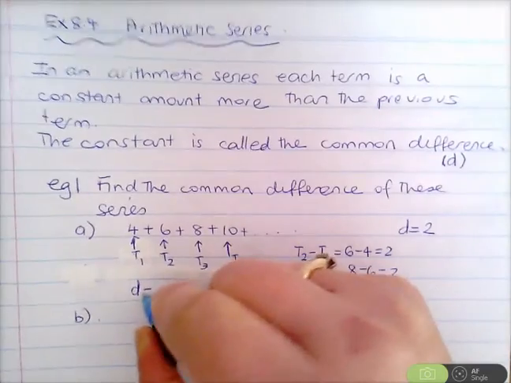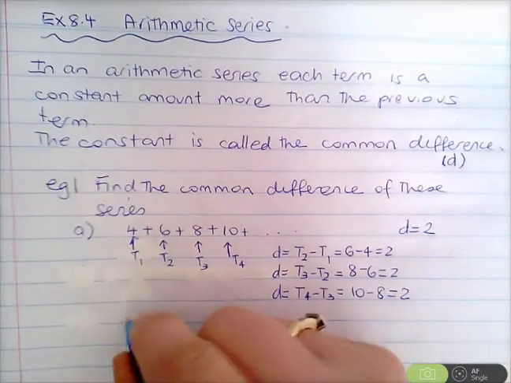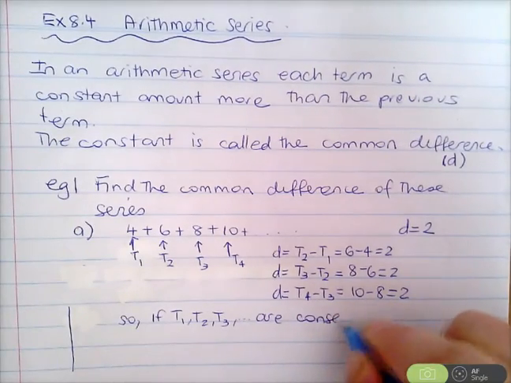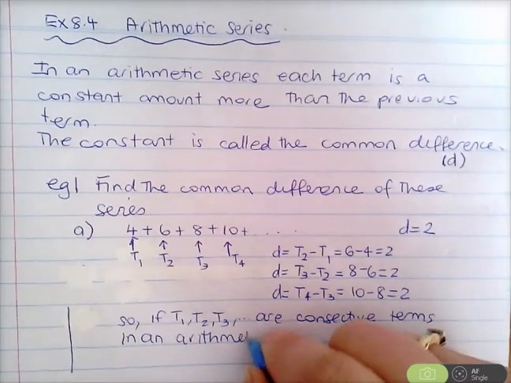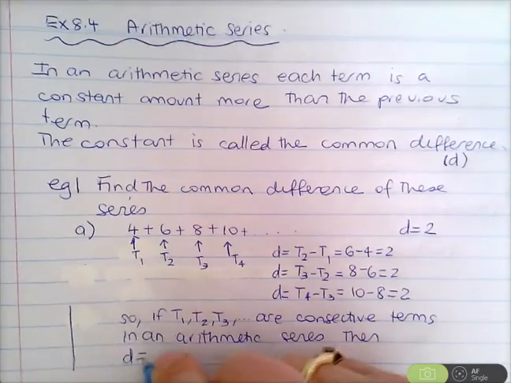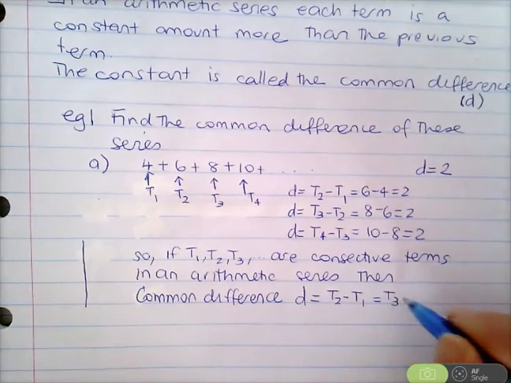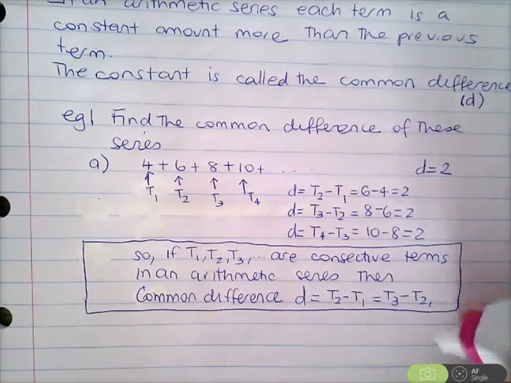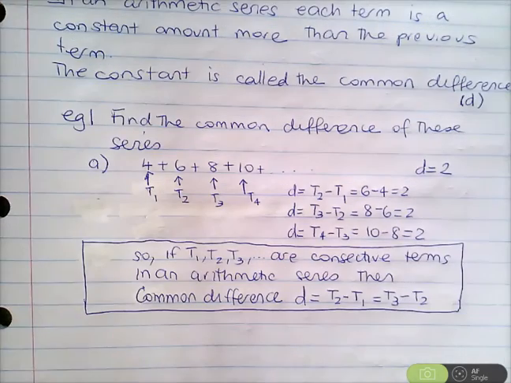So the formula for working out the common difference. Just a little rule here. If T1, T2, T3 are consecutive terms in an arithmetic series, then the common difference D is equal to T2 minus T1, which is equal to T3 minus T2. Okay? There's no 'and so on' because I'm just talking about the first three terms. So the common difference is T2 minus T1, which is also the same as T3 minus T2.